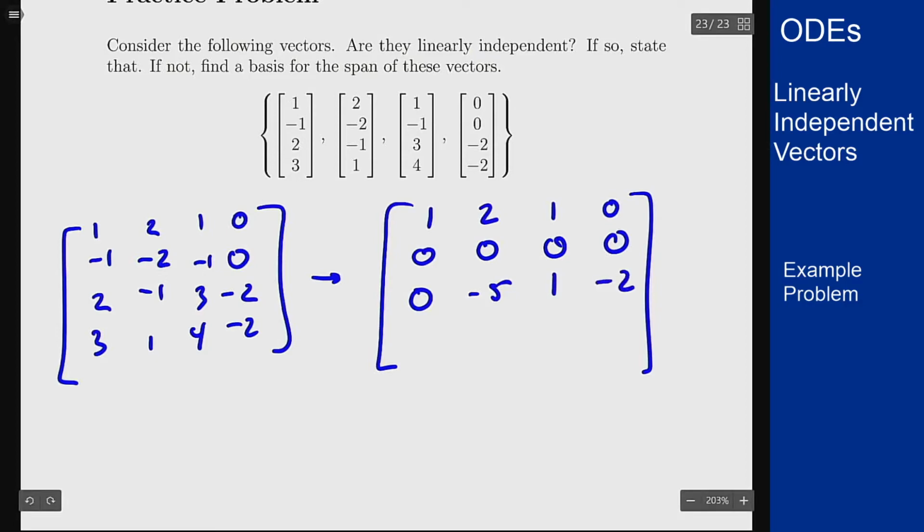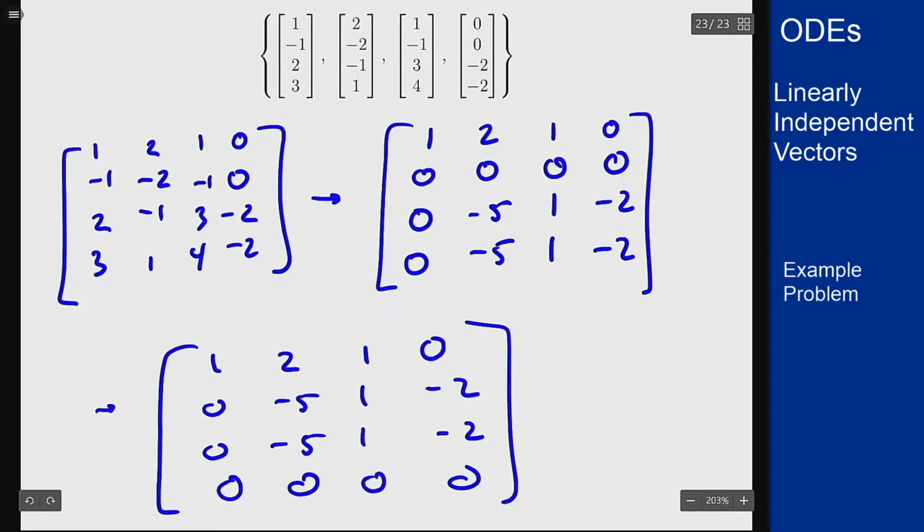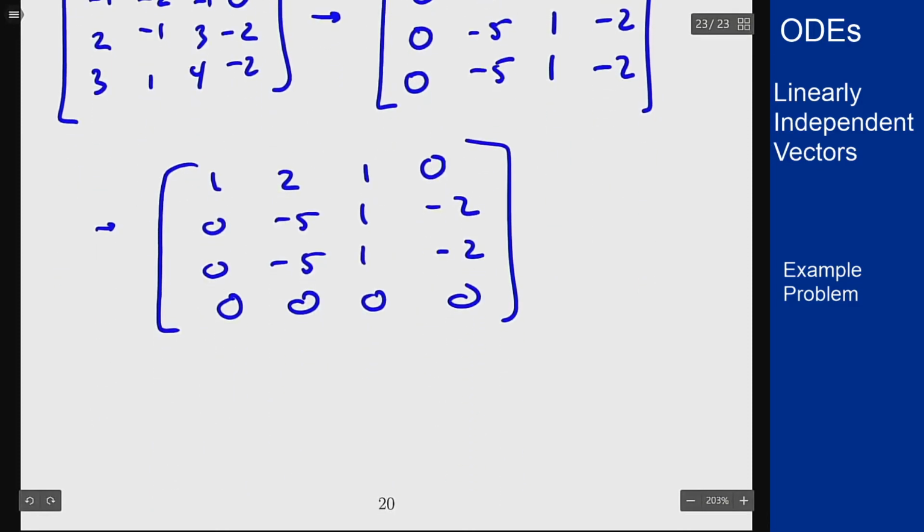And for the last, I want to subtract 3 copies of row 1 from it to put a 0 in the first spot. 1 minus 3 times 2 is -5. 4 minus 3 times 1 is 1, and then that's also -2 again. Now to go further, I need to be able to put a 1 in this first slot here, which I can't do, so I'm going to swap the bottom row with it. And I can see that by subtracting row 3 from row 2, they're the same row, so that's going to go to zeros, leaving me with the following matrix.